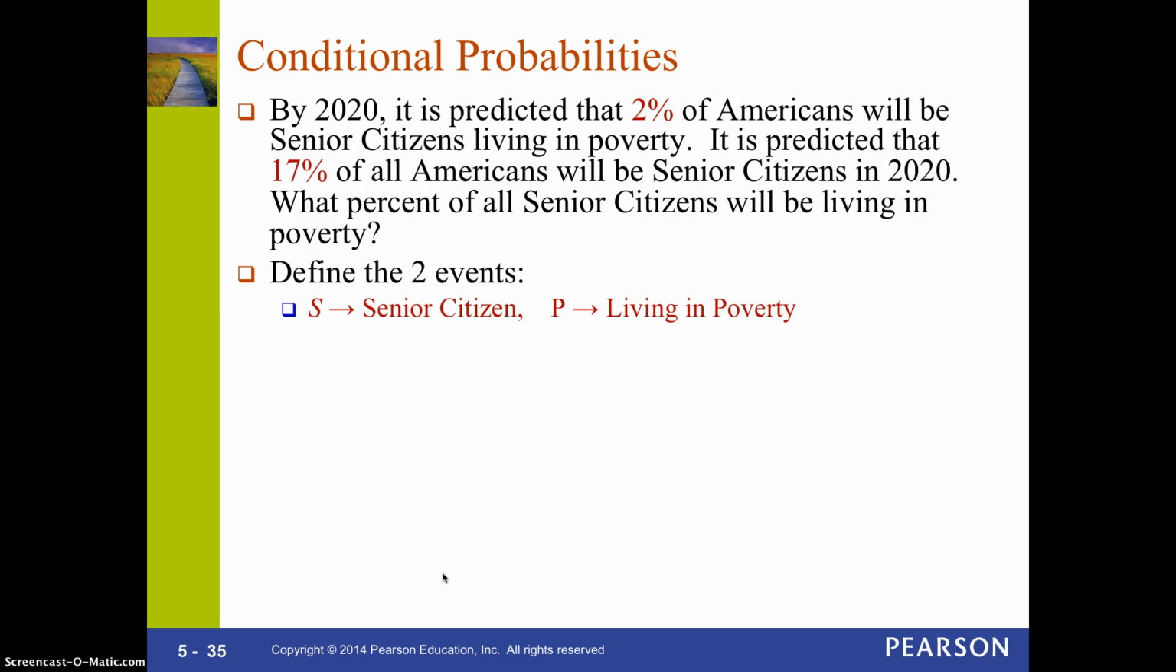Next we're going to write in symbols the probabilities that we know. There are two probabilities here: the 2% and the 17%. Let's look at the 17% first, because that's probably the easier of the two. It's predicted that 17% of all Americans will be senior citizens. This is a good time to pause the video and see if you can figure out how to write these two percentages before I talk about them.